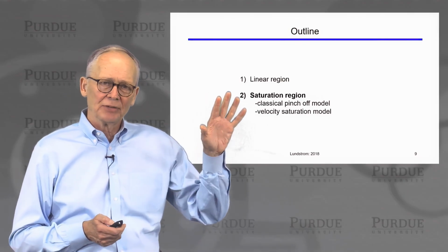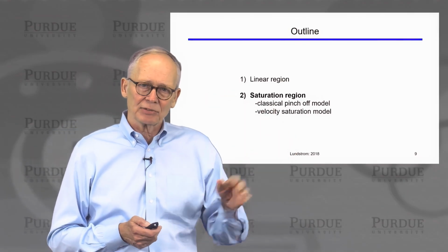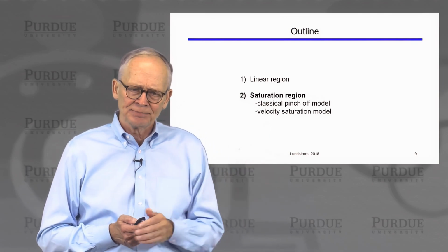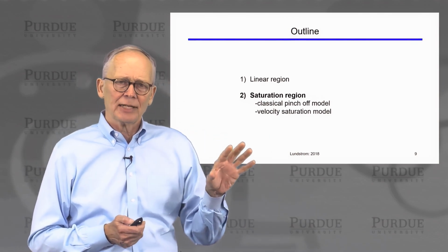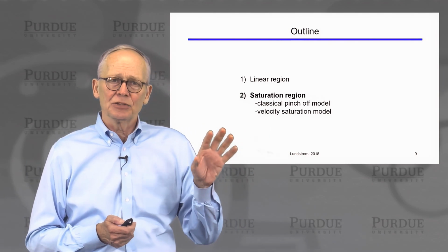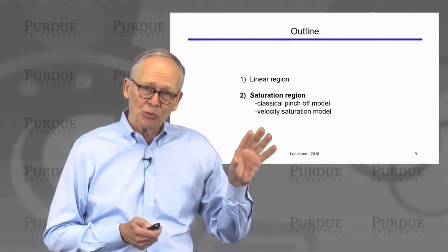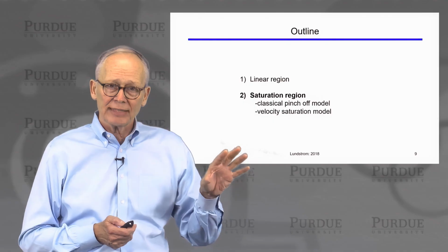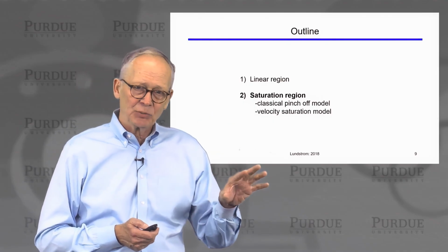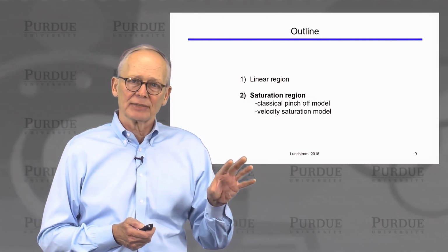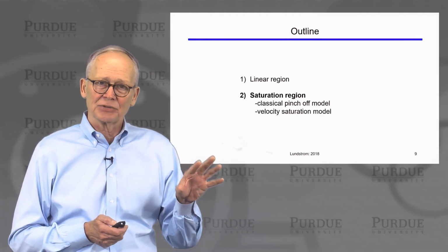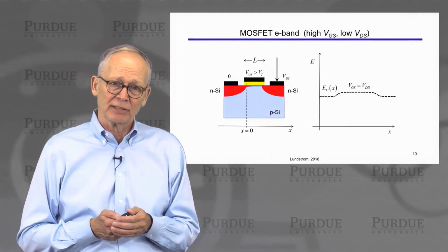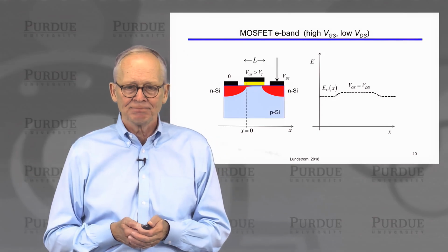All right, we've done the first part. We've derived the IV characteristics in the linear regime. We now want to look in the saturated regime. And here it turns out that we need to do it two different ways. If we do it one way, we'll describe the IV characteristics of a square law device. If we do it a different way, we'll describe the IV characteristics of the velocity saturated device, the one where the current increases linearly with VGS minus VT.